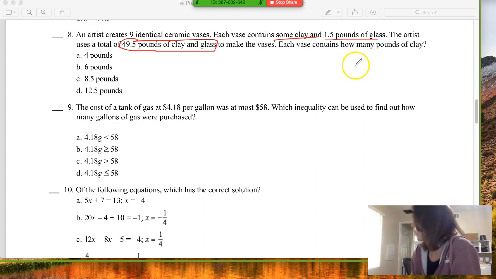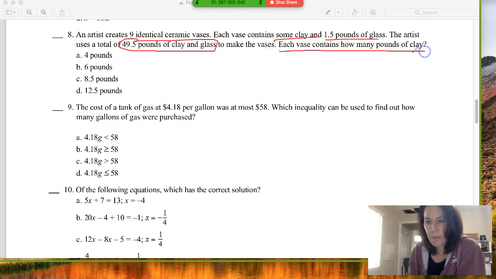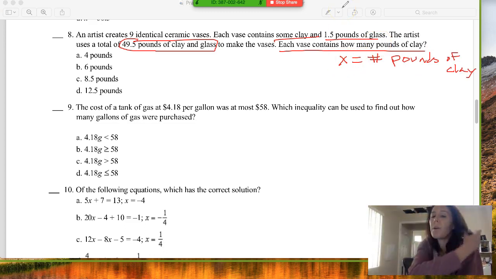When I do word problems like this, I like to take my question and define my variable that way. So how many pounds of clay? Let x equal the number of pounds of clay. Okay, that's what you want to know. Define your variable that way. X is what you want to know. You want to know the number of pounds of clay.